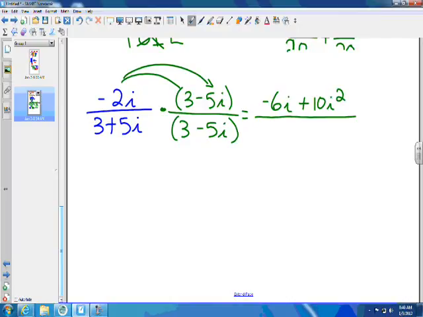And then on the bottom, again, we just have to do first and last. We don't have to FOIL it. So 3 times 3 is 9. 5i times negative 5i, minus 25i squared. So on top, what's that going to become? Negative 6i. What happens to the 10? Negative becomes negative. So negative 6i minus 10. And on the bottom, you're going to end up with 9 plus 25. So 34.